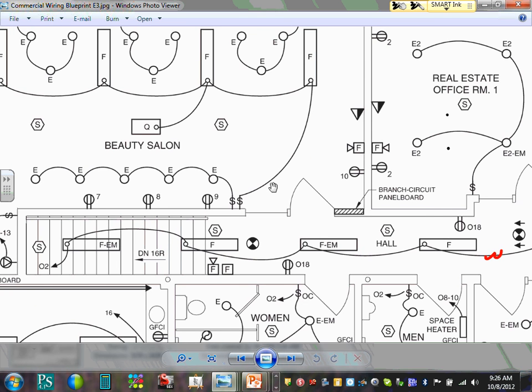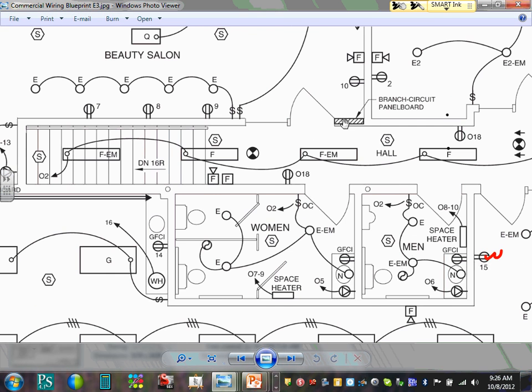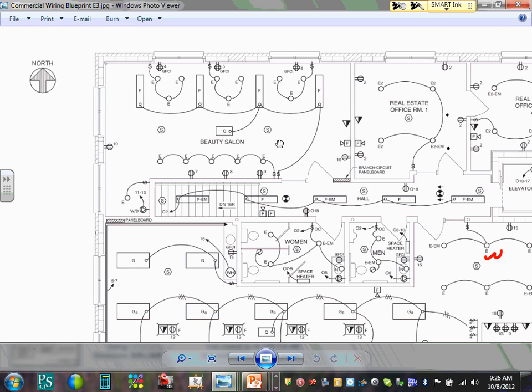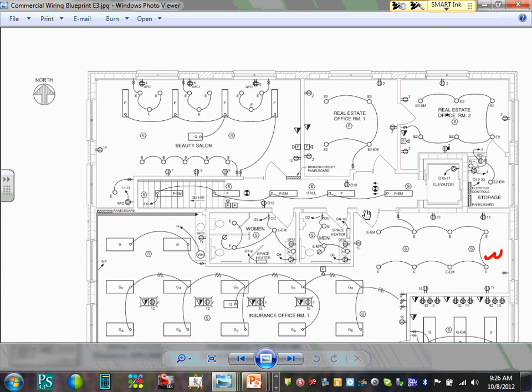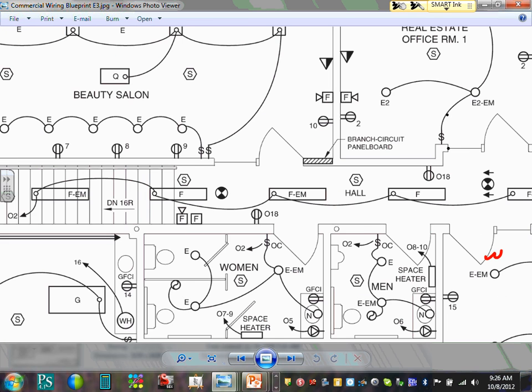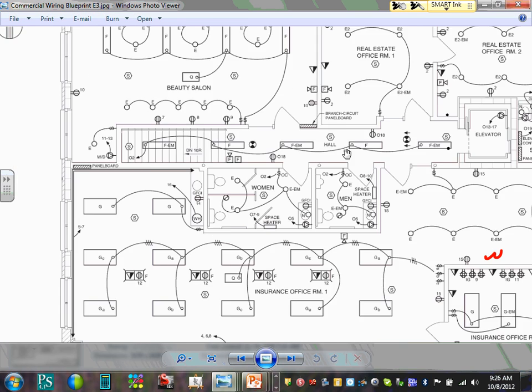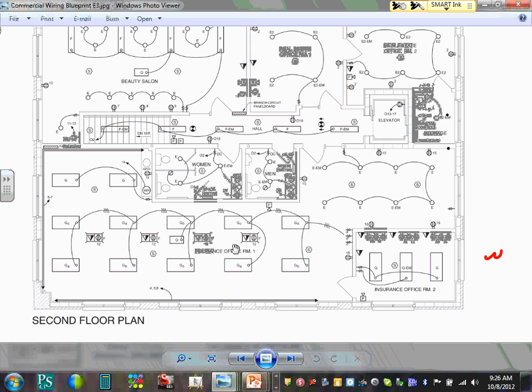The beauty salon is here. Here's the panel for those guys. Can you guys see? Here's the lighting system for it. A bunch of receptacles, a bunch of lights, emergency lights. Can you guys see the emergency lights in the hallways? So that's basically what the building is. In the second floor, we have the insurance office, insurance rooms. Can you guys see the real estate office and the beauty salon?